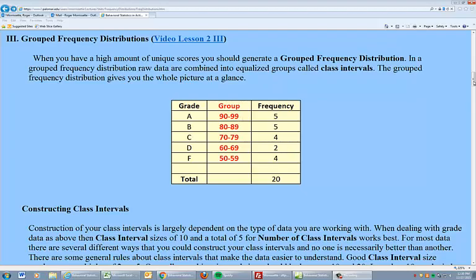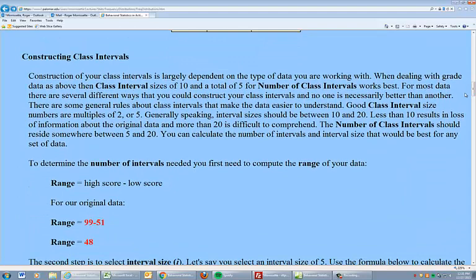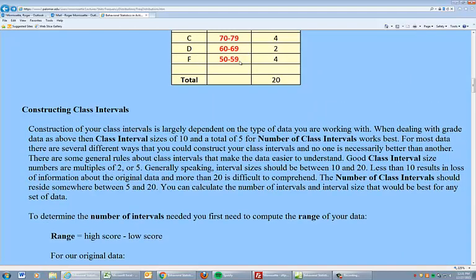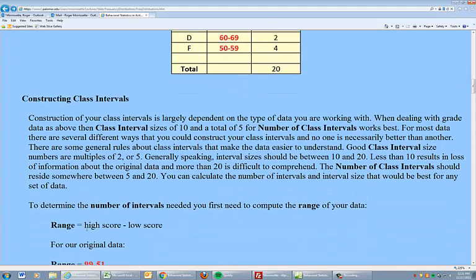Now, how do we construct these? Well, you need three things to construct them. You need something called the class interval, which is this range right here. You need the number of class intervals. This is how many do you have? 1, 2, 3, 4, 5. And you need the range. The range, you can remember, is just the high score minus the low score.